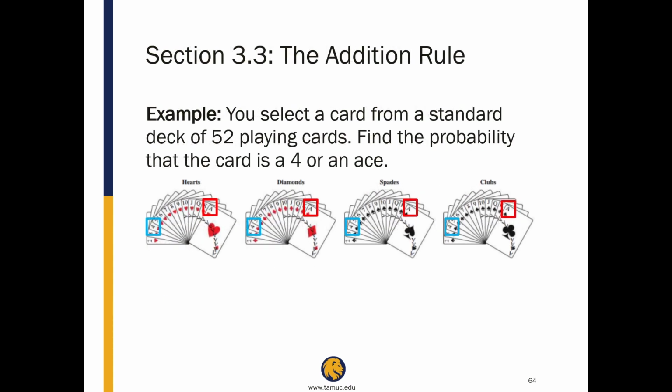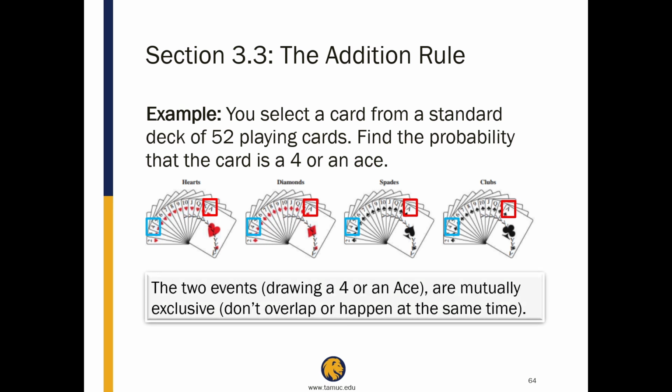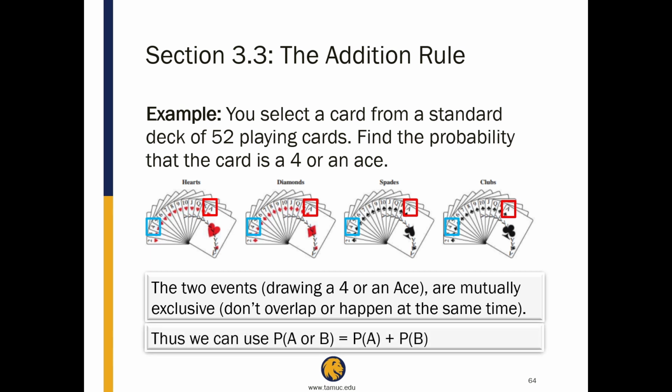So going back to the deck of 52 cards, find the probability that the card is a 4 or an ace. I've highlighted the 4s and the aces in this particular deck, but we can tell that it's not possible to have a card that's both. Drawing a 4 or an ace at the same time isn't really possible. So we would say that these are mutually exclusive. They don't overlap or happen at the same time. As a result, we take the probability of each and add them together. The probability of A or B is equal to the probability of A plus the probability of B.